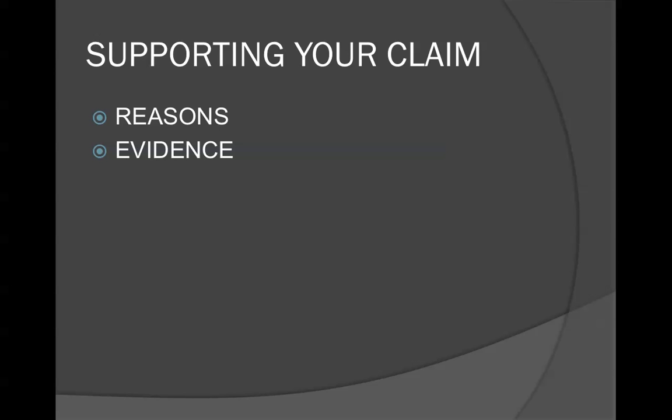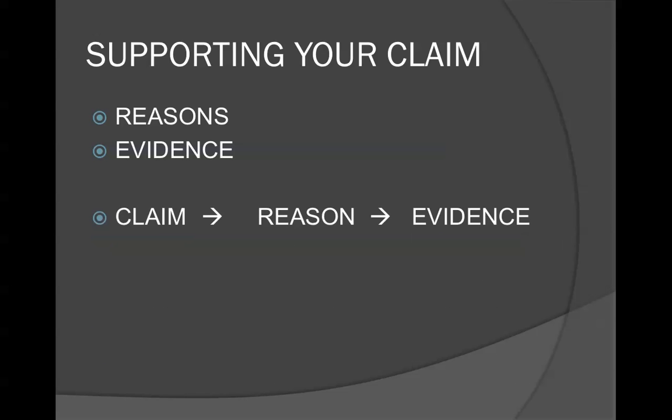There are 2 kinds of evidence: hard evidence and soft evidence. Hard evidence includes facts, statistics, and research. Soft evidence is based more on examples such as personal stories, hypothetical situations, media events, movies, books, and quotes.